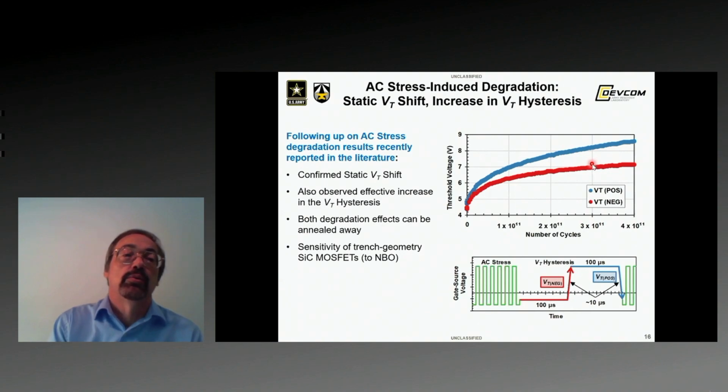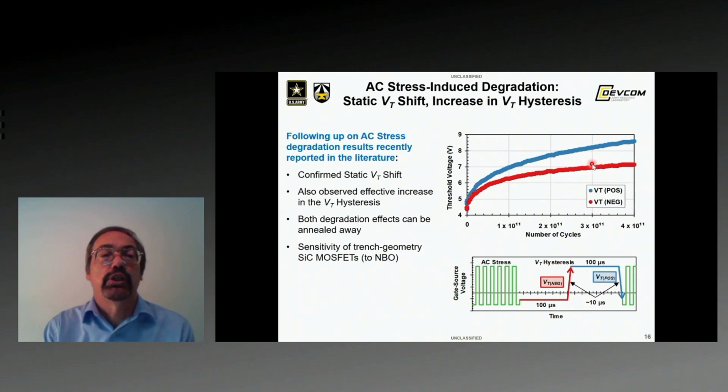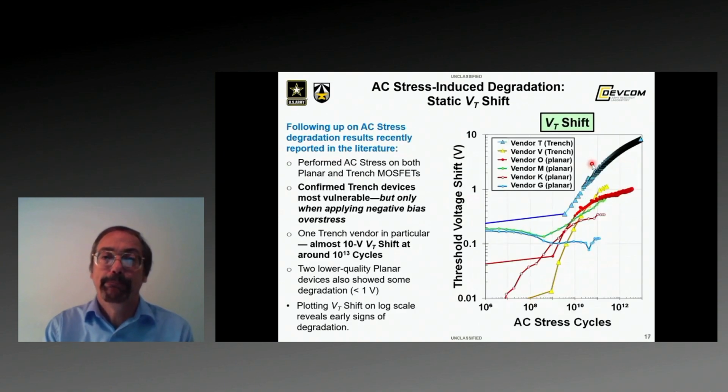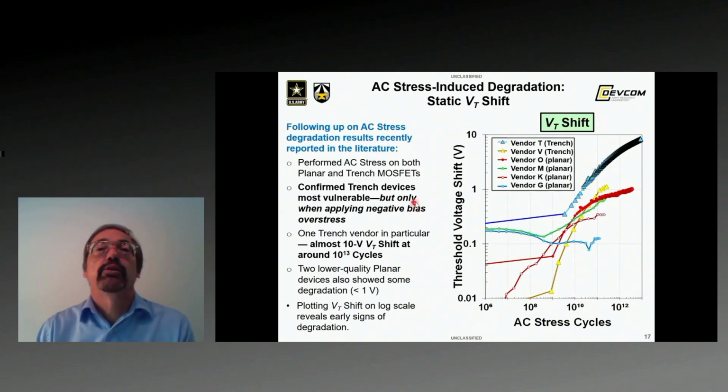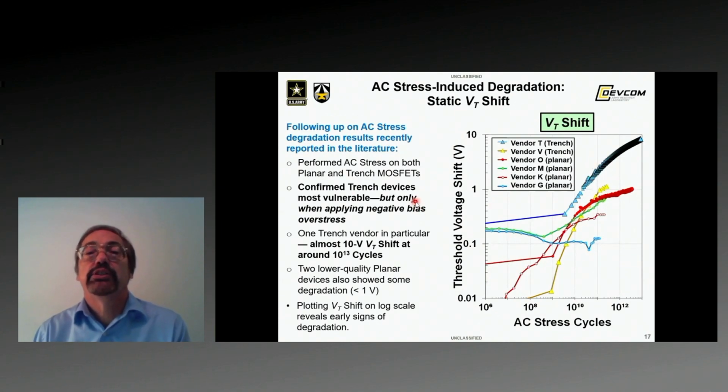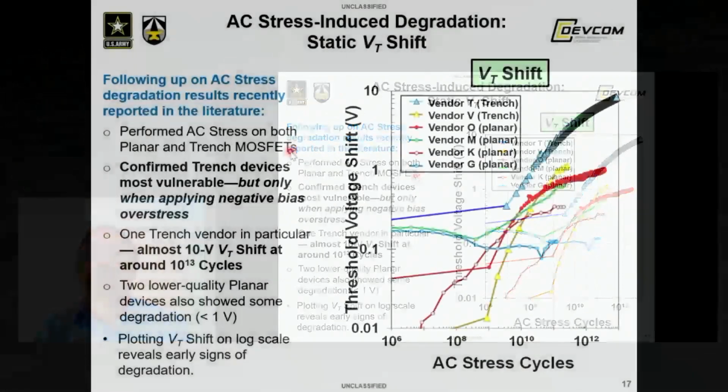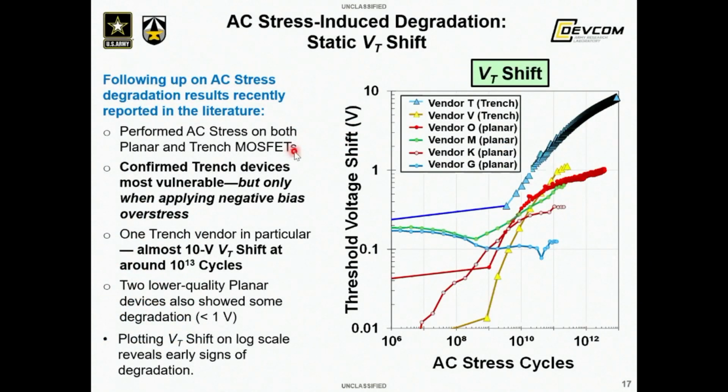And once again, I'll point out the sensitivity of the trench geometry devices during a negative bias overstress to this AC stress degradation effect. So here I'm showing static VT shift for various devices, several different planar devices, as well as the 2 different trench vendor devices. And again, like I said, we confirmed that the trench devices are the most vulnerable, but only when applying negative bias overstress.